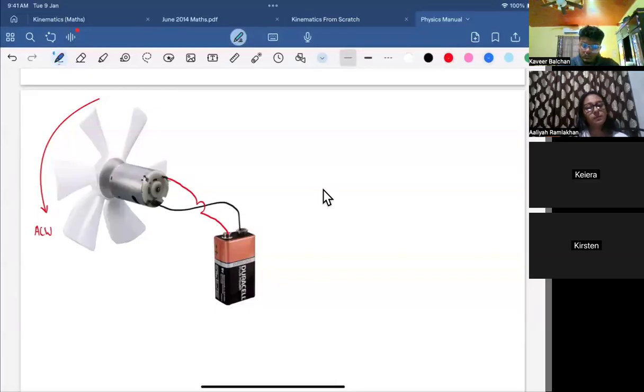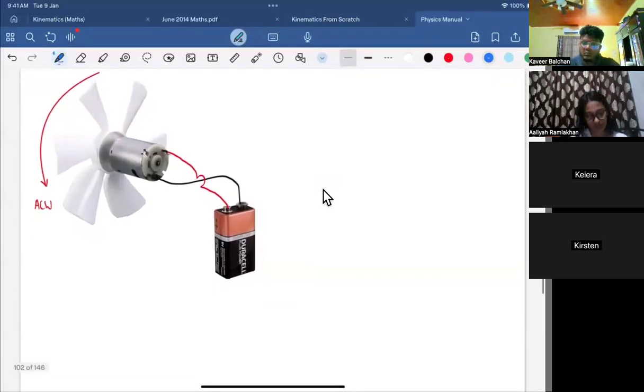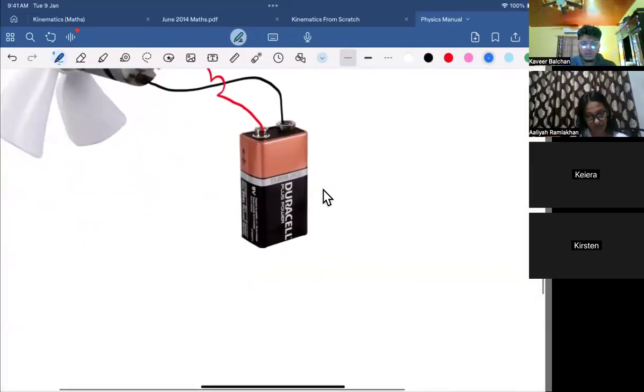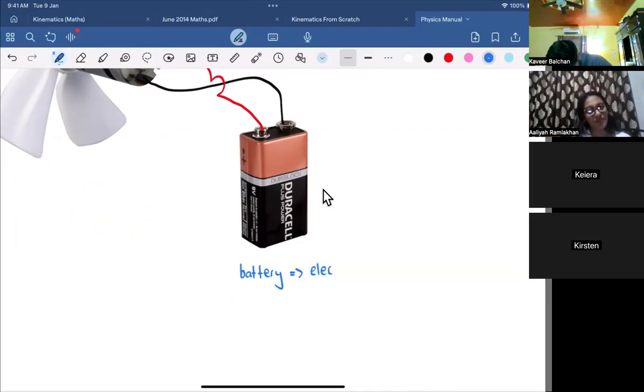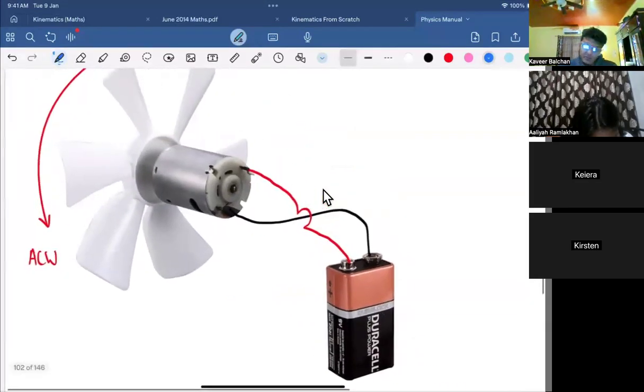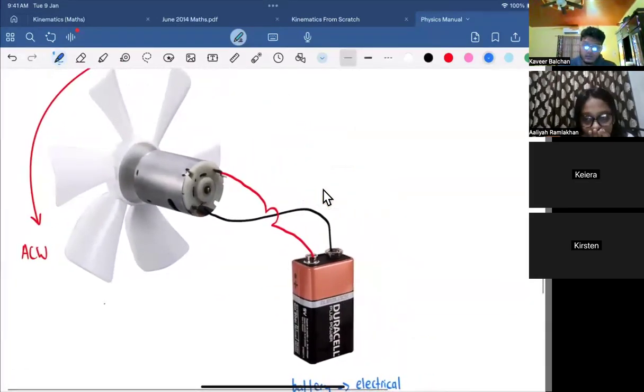So, Justin, what is this? A battery. A battery produces what kind of energy? Electric. What is this? A fan. A motor. Well, yeah, you could say a fan, right? But it's actually a motor.